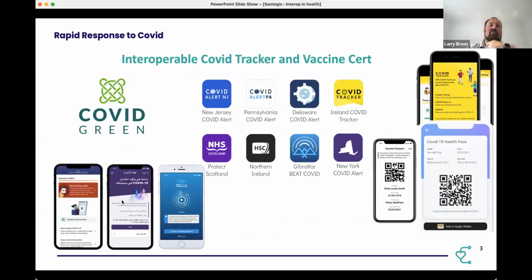From a rapid response to COVID, interoperability was key. And this is why it's a good message to get out there. So as we all knew, COVID came along, everybody jumped to attention and obviously needed to drive forwards. Get on top of it as fast as we possibly could.